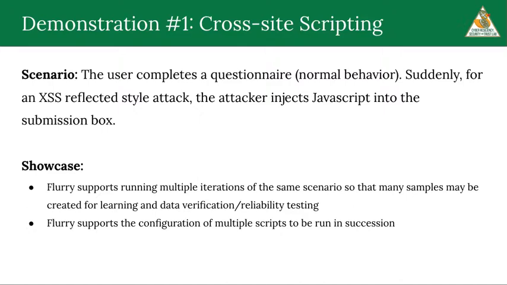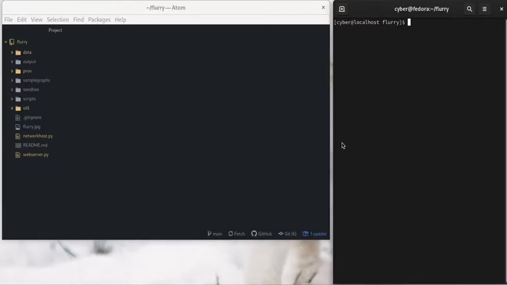So in this demo, I want to showcase how Flurry supports running multiple iterations of the same scenario so that many samples are created. This is for many samples for learning and training. It's also for data verification. You can see that the same thing happens in these scenarios as much as the same thing happens in any system execution. And then we also have reliability testing, and this also enables our attacks to be reproducible over time and by other researchers. And this also shows that Flurry supports the configuration of multiple scripts to be run in succession, so you can modularize your scenario. So in this demo, we'll be showing off the cross-site scripting attack.